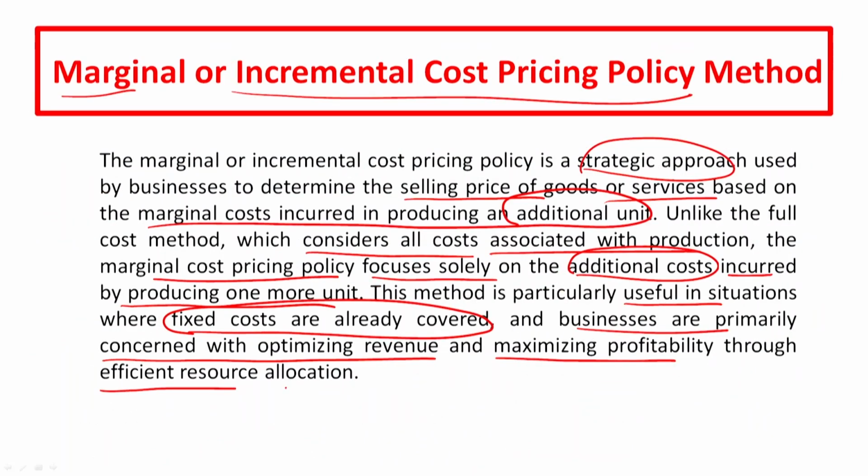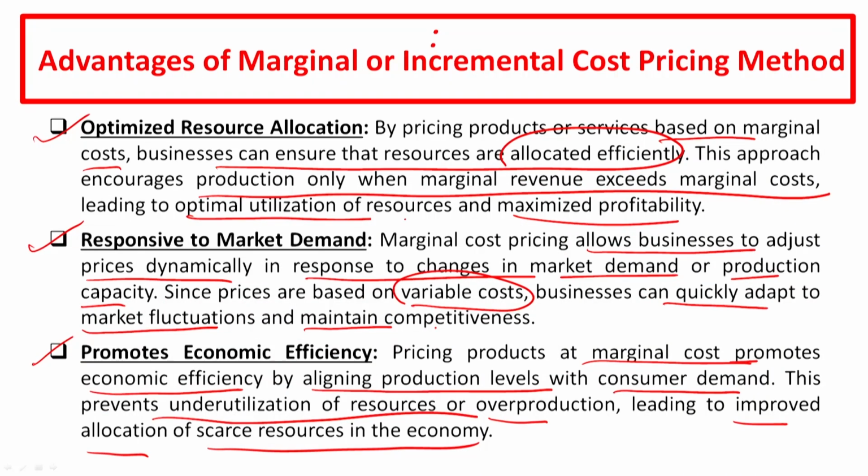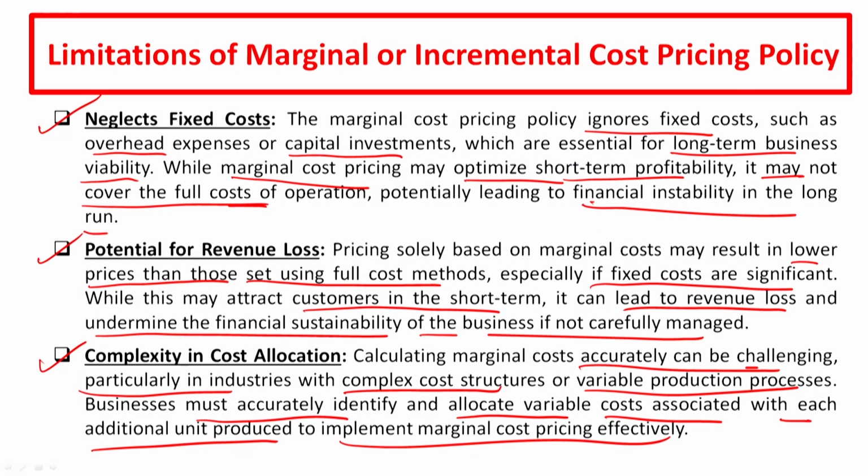Then we talked about the marginal or the incremental cost pricing policy method, in which we talked about the change in price after producing one extra unit. And the biggest challenge here was that the fixed cost is ignored here. The focus is on variable cost. Then we discussed the advantages of it. The advantages were optimized resource allocation, responsive to market demand, promotes economic efficiency. The limitation was that it ignores or neglects the fixed cost, potential for revenue losses, and complexity in cost allocation.